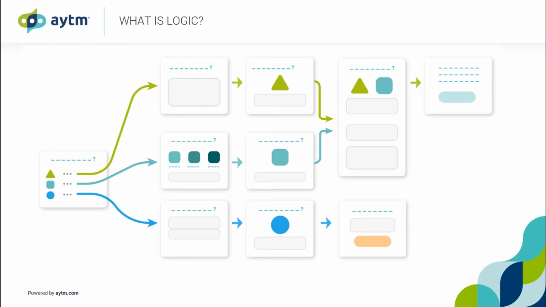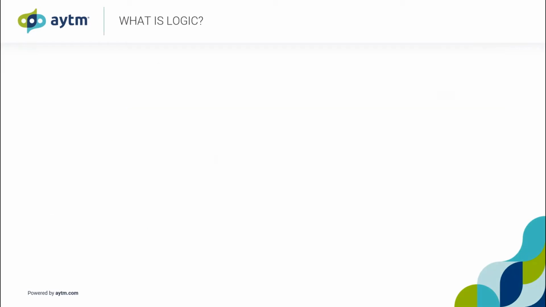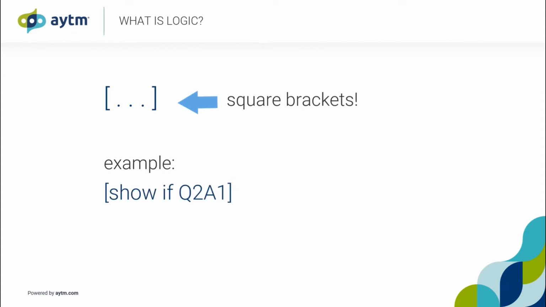But don't be nervous that I said programming. It's easier than you think. So are you ready to see how easy it is? Let's dance. Square brackets. It's that simple. No clicking around menus, no changing screens, no hunting for survey flow controls while forgetting which questions you needed to include in the first place. Not when you use AYTM logic.